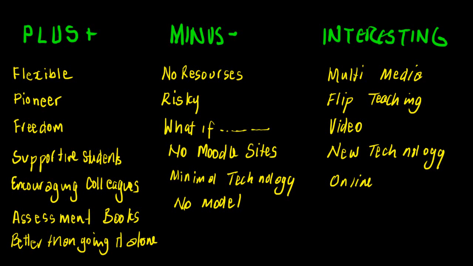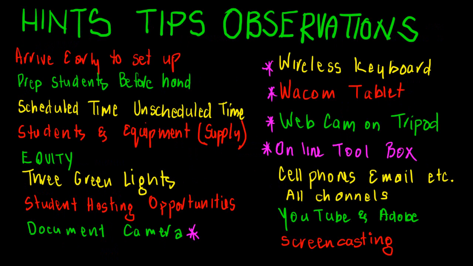Okay, so that's now some hints, tips and observations that I picked up during the year. First of all, arrive early to set up, get everything going. Even when you arrive early to set up and get everything going, you can find that things fail. If you're delivering at night, there's not much tech support around, Adobe Connect goes down. What are you going to do?